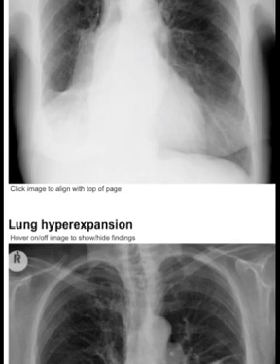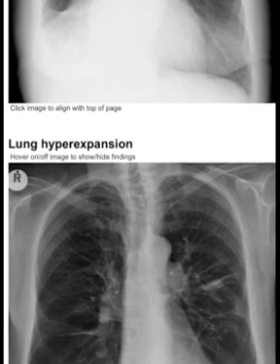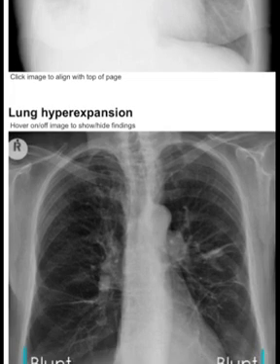Clinical information: chronic smoker, chronic shortness of breath with recent worsening. Diagnosis: lung cancer occluding the central airways with collapse of the right middle and lower lobes, confirmed by CT and bronchoscopy.